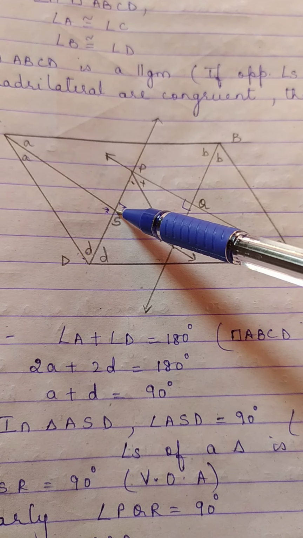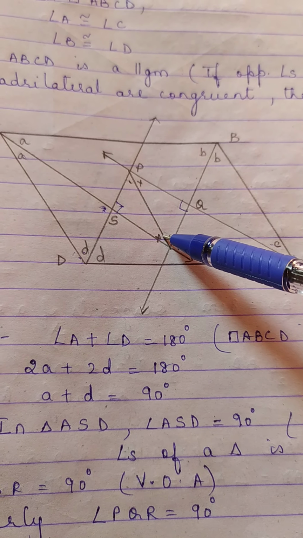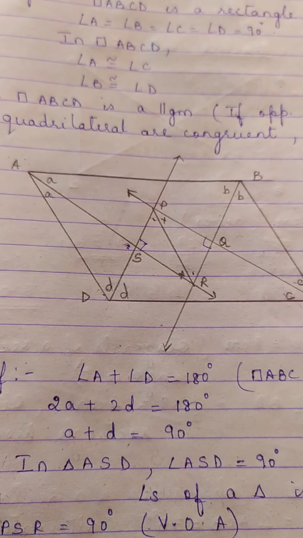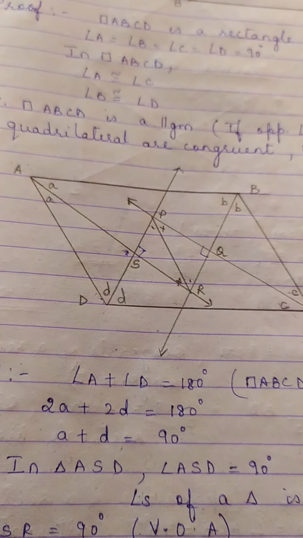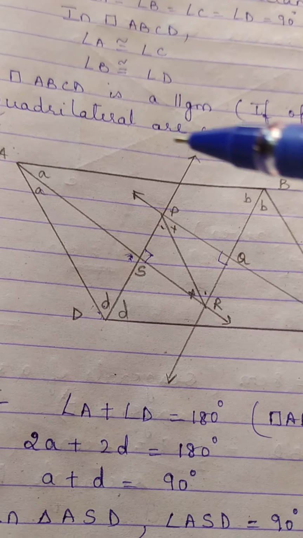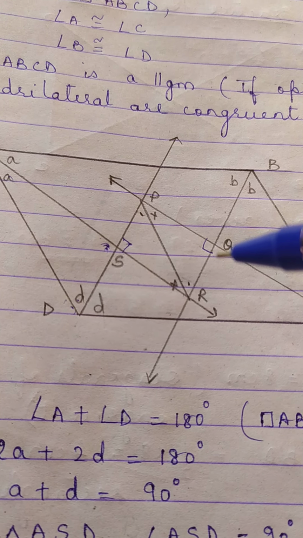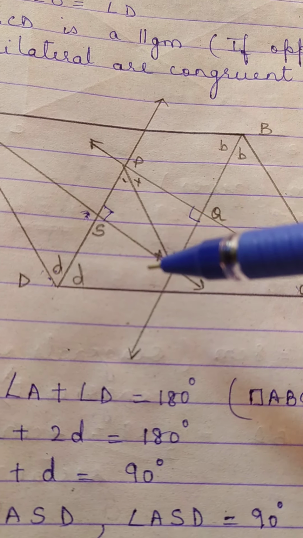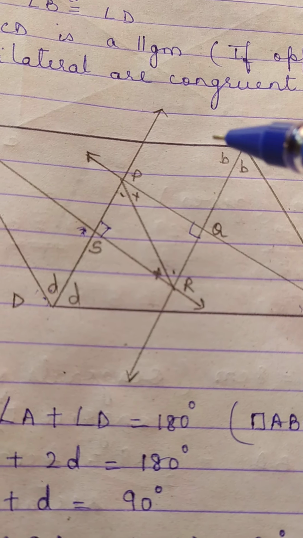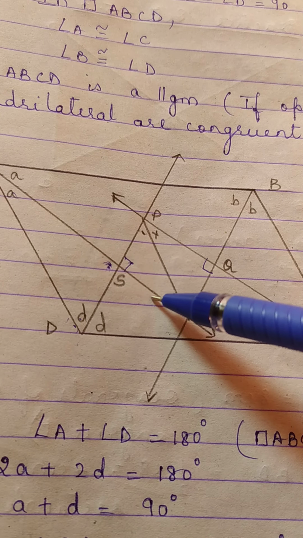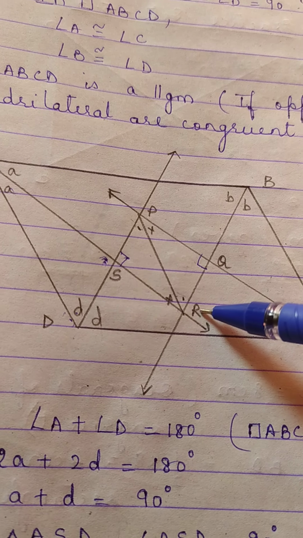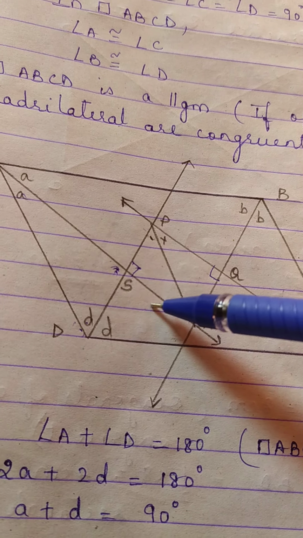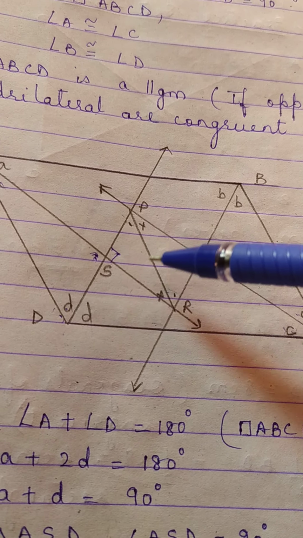So what have we got? All angles of this quadrilateral are 90 degrees. So is that enough to prove that the quadrilateral is a rectangle? No, because even a square has all angles 90 degrees, right? So how do I prove quadrilateral PQRS is a rectangle? Now I know all angles are 90. To prove it's a rectangle, I have to prove that opposite sides are congruent. In a square, all sides are congruent. But in a rectangle, opposite sides are congruent. So I have to prove that.